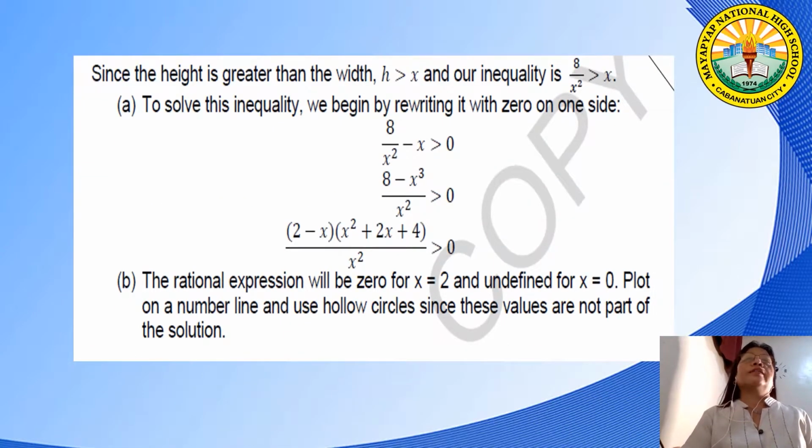Since the height is greater than the width, h greater than x, our inequality is 8 over x squared greater than x. To solve this inequality, we begin by rewriting it with 0 on one side. So we have 8 over x squared minus x greater than 0. Then you make the left side a single rational inequality, so we have to find the LCD and then simplify.